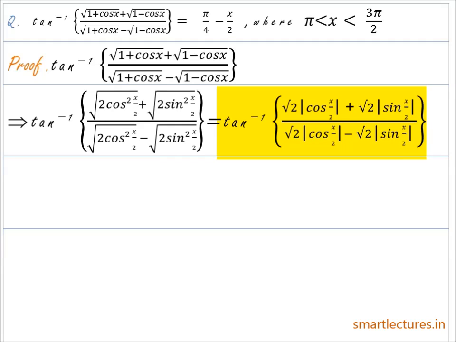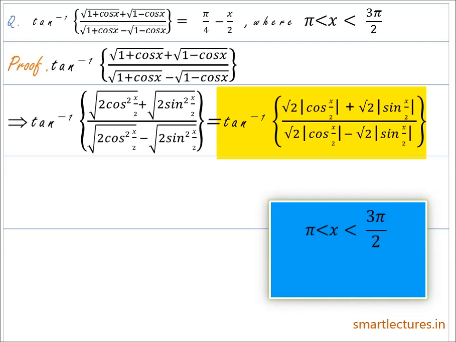Now in this question, we are given that x is greater than pi and x is less than 3 pi upon 2. Dividing each side of this inequality by 2, the inequality becomes half pi is less than half x and half x is less than 3 pi upon 4. So the angle half x lies in the interval half pi to 3 pi upon 4, or you can say the angle half x lies in the second quadrant. And in the second quadrant, cosine is negative and sine is positive.